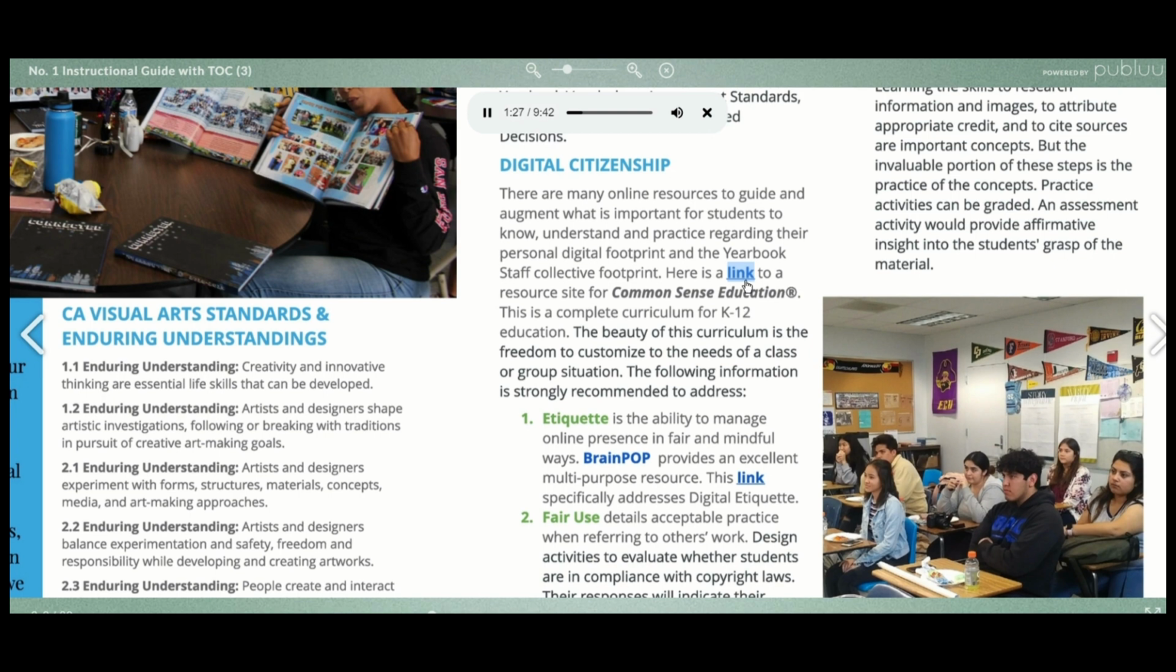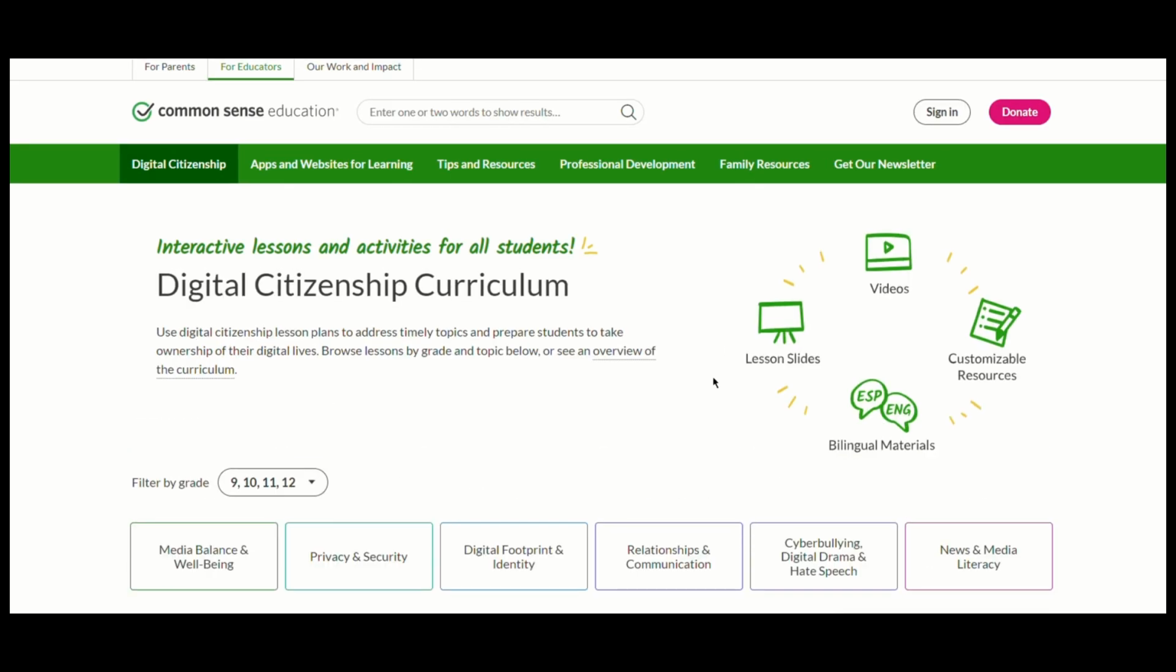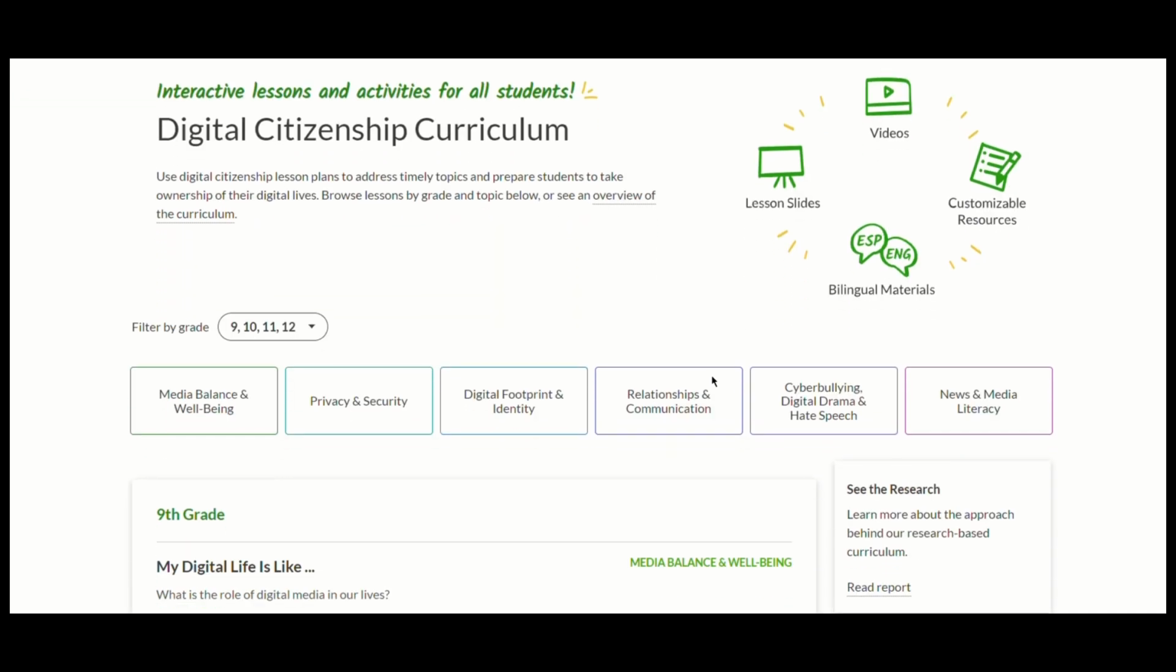For example, in this online resource from Common Sense Education, there is a full digital citizenship curriculum. Some of the topics included are media balance and well-being, privacy and security, digital footprint and identity, relationship and communication, cyberbullying, digital drama, hate speech, and news and media literacy.